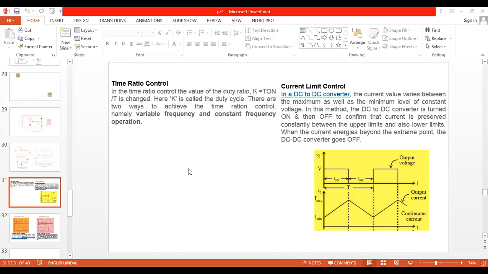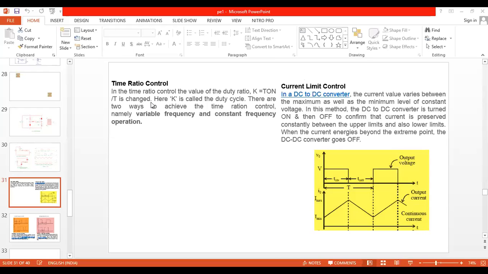Today we concentrate on the problems based on the chopper. So before we do any problem, we should know the simple difference between time ratio control and current limit control. So first, we take the simple 2 marks question. What is the basic difference between time ratio control and current limit control?